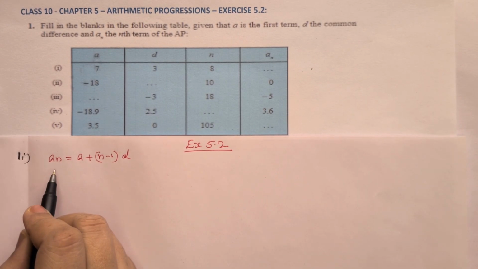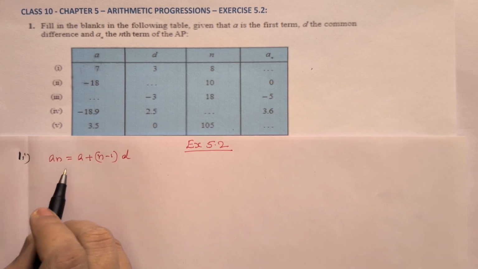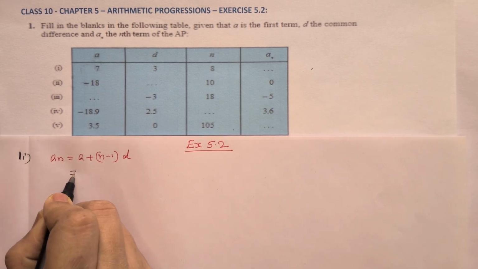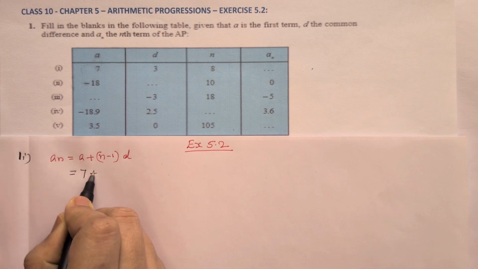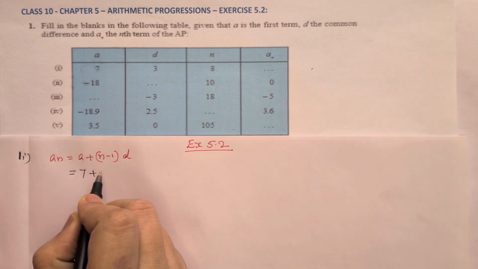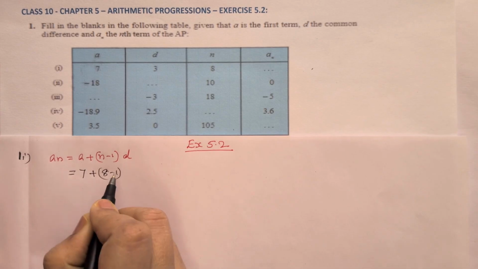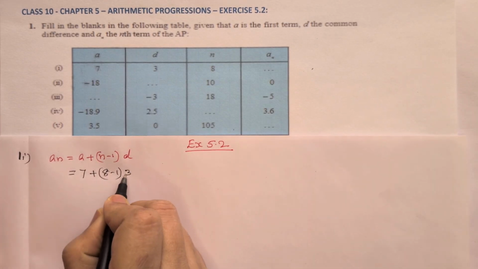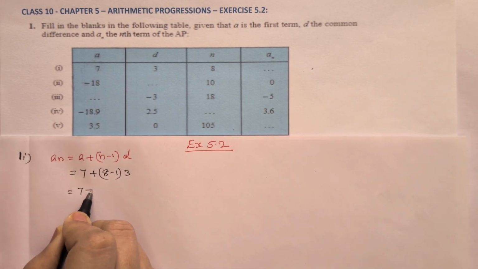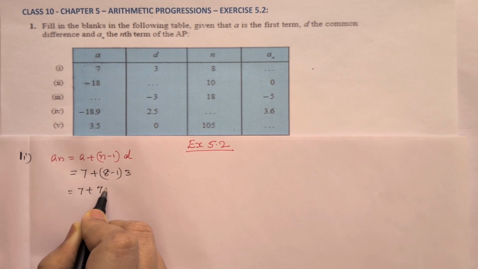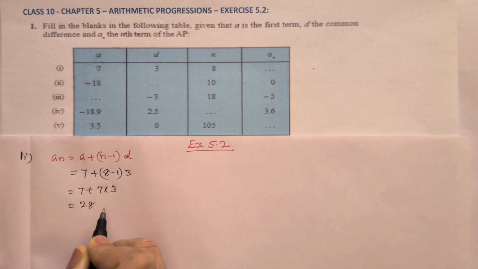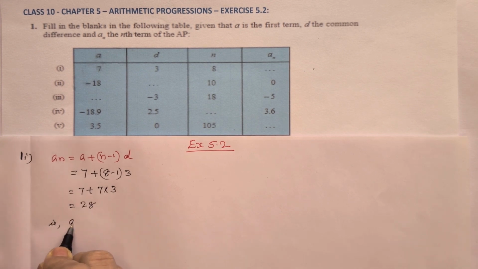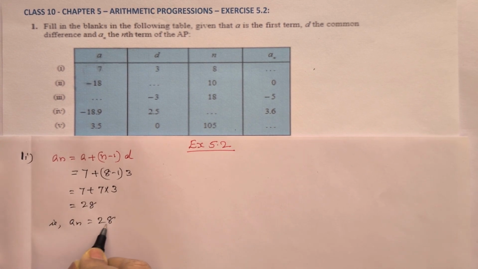We know that AN is equal to A plus N minus 1 into D. So we can rewrite with the given values. In place of A, 7, plus N is 8, so 8 minus 1, and D is 3, which is equal to 7 plus 7 into 3, which is equal to 7 plus 21, 28. That is AN is equal to 28.